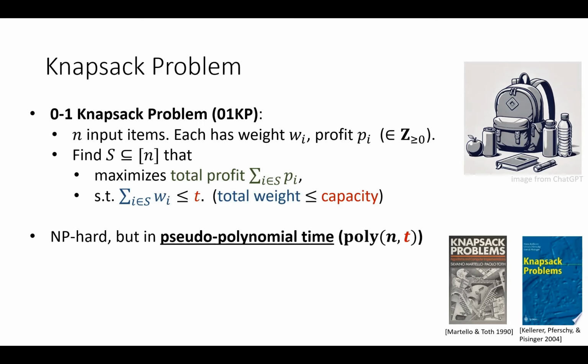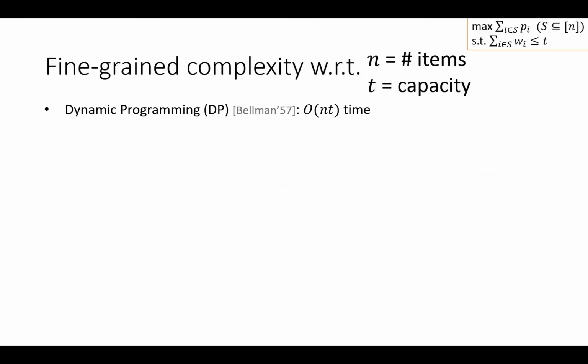This is an NP-hard problem, but it's known that it can be solved in pseudo-polynomial time, which means poly in n and t. And recently, there has been a lot of research on trying to determine the fine-grained complexity of the 0-1 knapsack problem, that is the exact exponent on the polynomial running time complexity. Now let's look at the most basic algorithm, which is dynamic programming. It runs in order nt time.